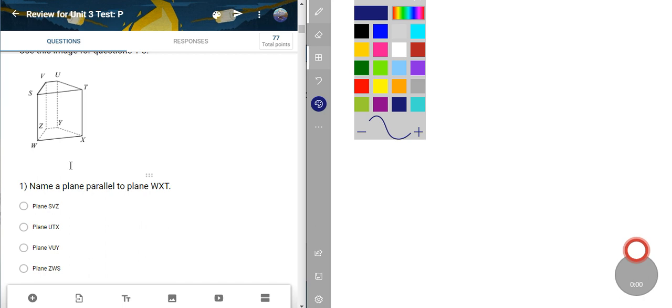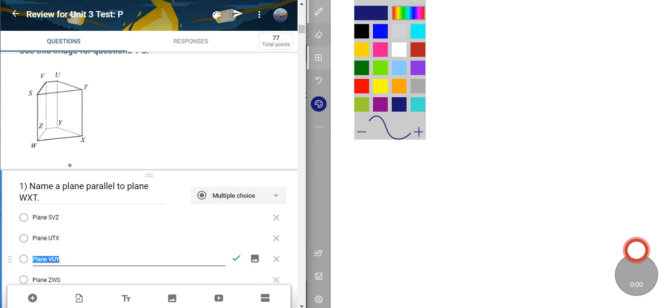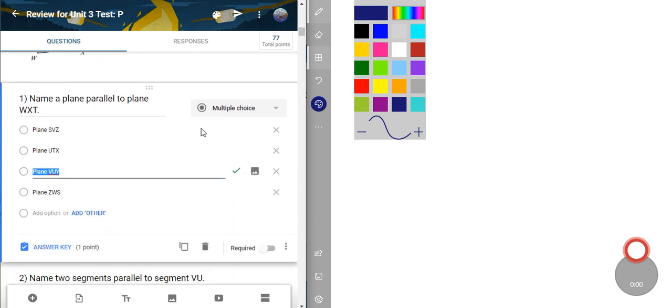This is our WXT. WXT is this front face here. So I'm looking for the one that's parallel to that, which is probably that back face, V, U, Y, and Z. So now I'm going to look for 3 of those 4 letters and see what I can find. So V, U, Y seems to be where I'm at with that. So V, U, Y would be our correct answer there.